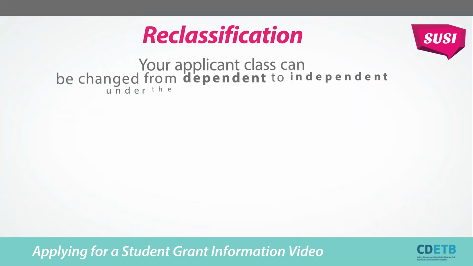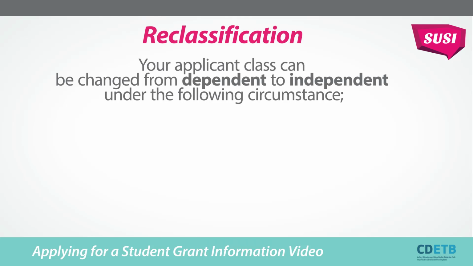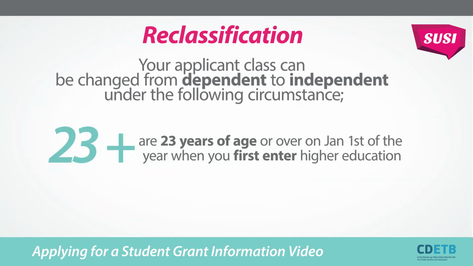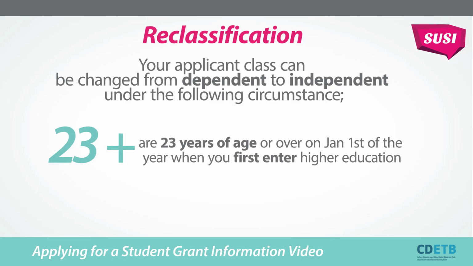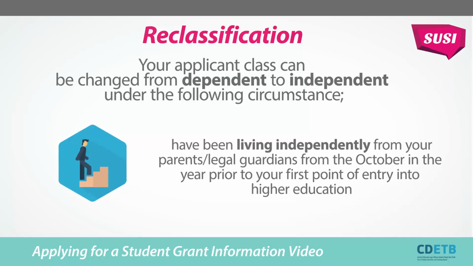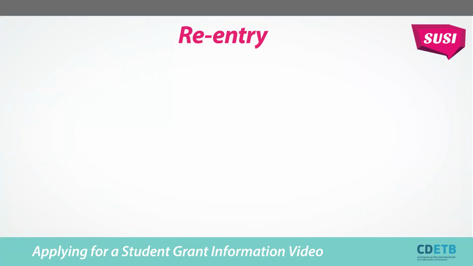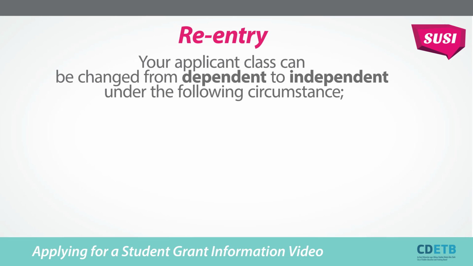Reclassification. Your applicant class can be changed from dependent to independent under the following circumstance. If you are progressing from further education into higher education for the first time and are 23 years of age or over on January the 1st of the year when you first enter higher education, and you have been living independently from your parents or legal guardians from the October in the year prior to your first point of entry into higher education.